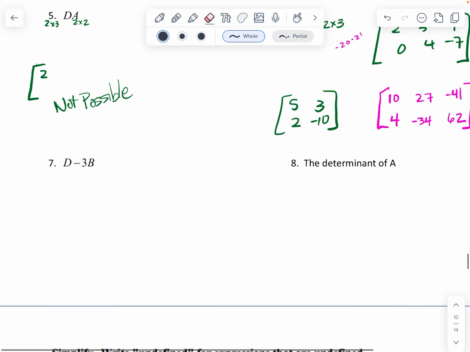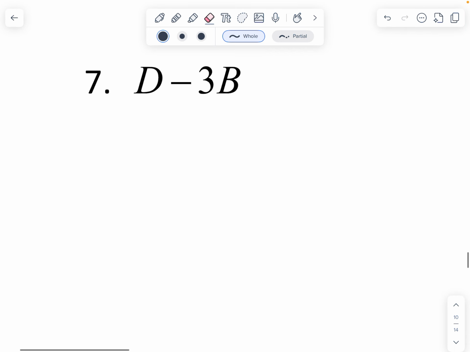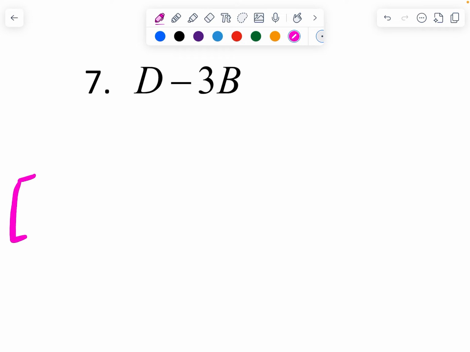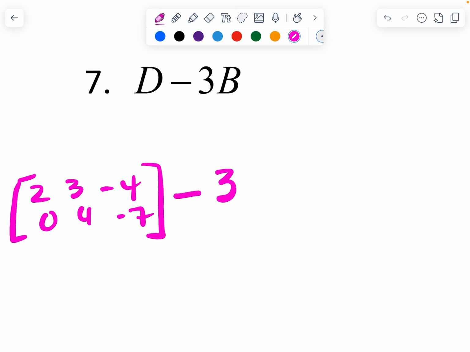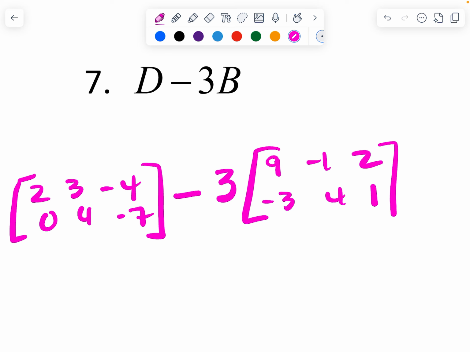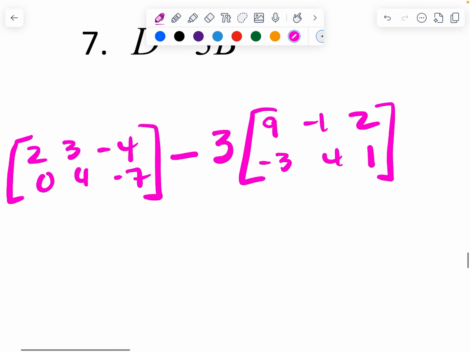And then we're going to have D. So D is 2, 3, negative 4, 0, 4, negative 7, minus 3 times B, which is 9, negative 1, 2, negative 3, 4, 1. So first things first, I'm going to multiply.